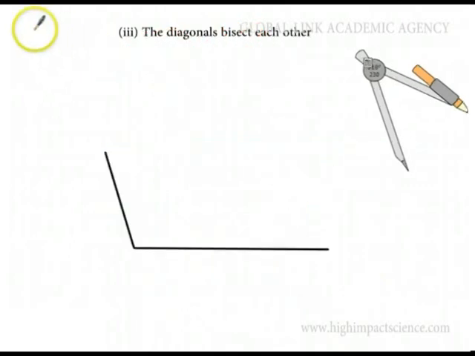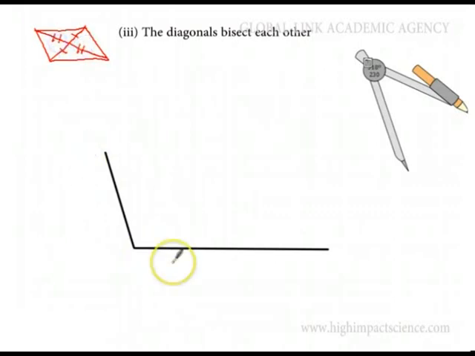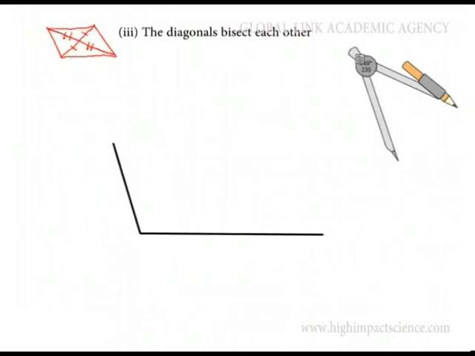The last method is based on the understanding that parallelograms have diagonals that intersect each other. Be careful though, the intersection is not perpendicular. Start with the two sides. That's one diagonal. The other diagonal will come through here and bisect this one.